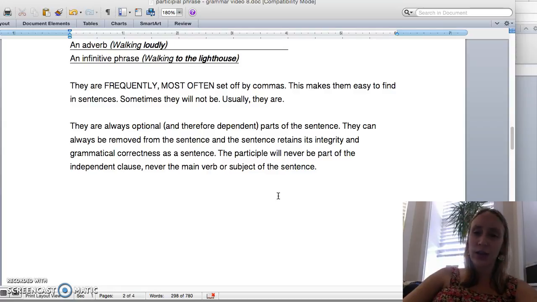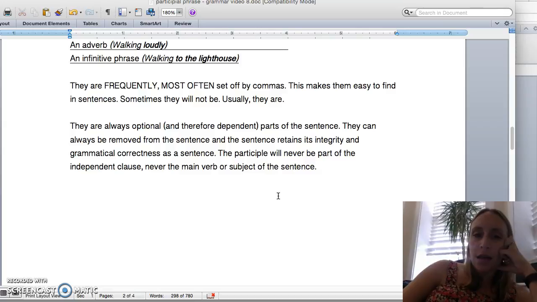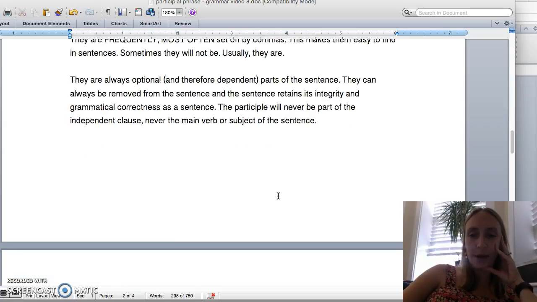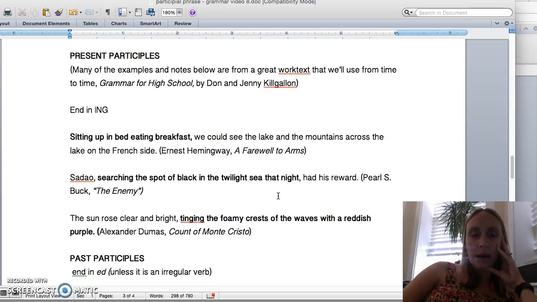As all phrases that aren't acting as the subject of the sentence, like a gerund phrase can. They can always be removed and the sentence will retain its integrity and grammatical correctness. Will never be part of the independent clause. Some more examples from that same work text.